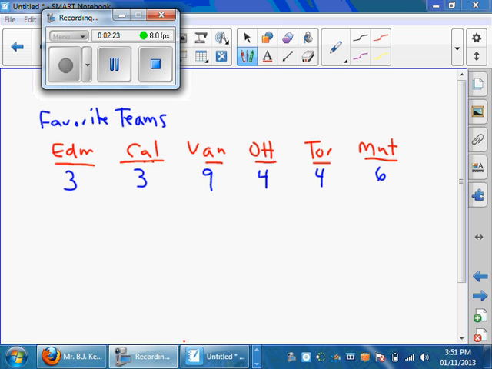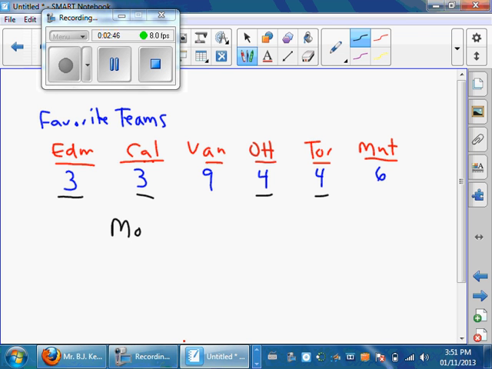All right, so we went next door and asked another class the exact same question, but we got very different data. In this case, we can see that Edmonton and Calgary each had 3 people who said that was their favorite team, and Toronto and Ottawa each had 4. So in this case, we could say that the mode in this set of data was 3 and 4, because they are the most frequent numbers to appear in this set of data.